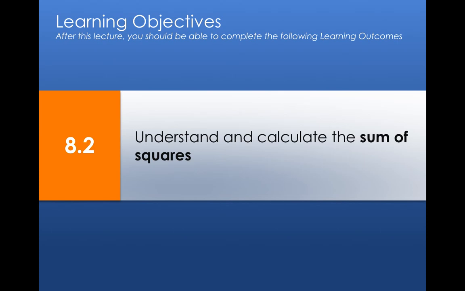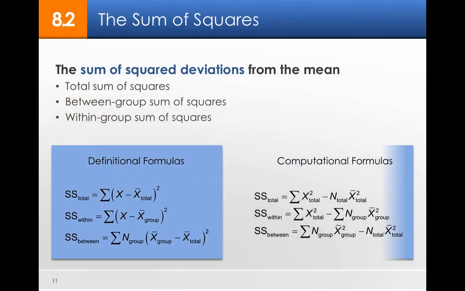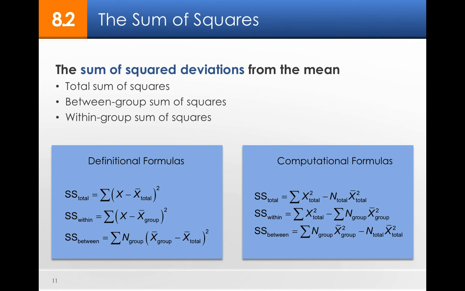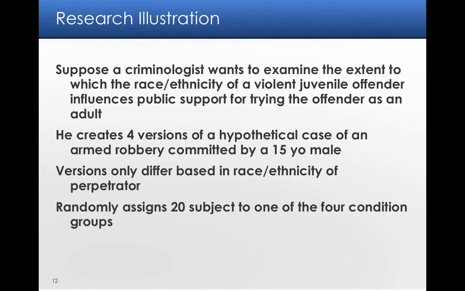The first concept we need to learn in order to do this is called the sum of squares. This refers to the sum of squared deviations from the mean. Remember, this backwards-looking E means sum. X is our score minus X bar of the total, the average of the total group, squared. This is similar to some concepts we've looked at before. Then we're going to look at between group sum of squares and within group sum of squares.